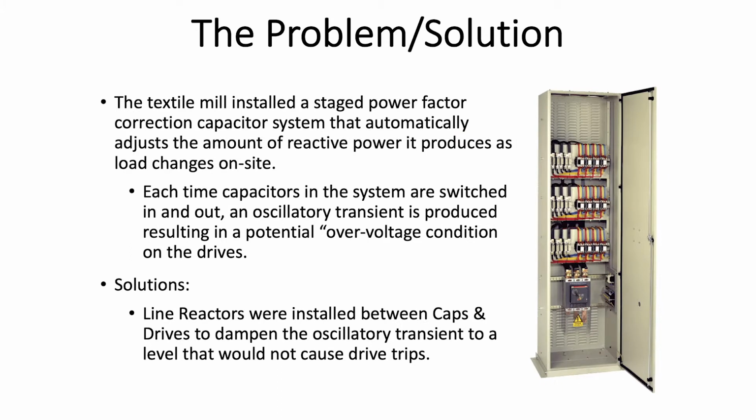And so they had recently installed, when the trips started happening, a staged power factor correction system that automatically adjusted the amount of reactive power as load changed on site. Each time caps in the system were switched in and out, that oscillatory transient was produced with the potential for overvoltage conditions on the drive. They put line reactors after the caps, after their staged power factor correction device, so that those oscillatory transients couldn't move past the line reactors to get downstream to any drives. And that essentially took away their problem.